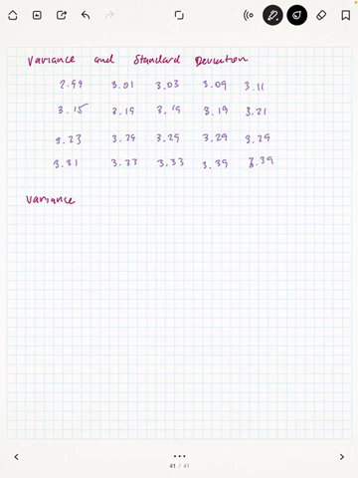And the formula for the sample variance is you take, so this symbol right here, S squared, that stands for sample variance. You have the sum of these expressions. Each data value minus the mean, the sample mean, squared. That sum divided by n minus 1.